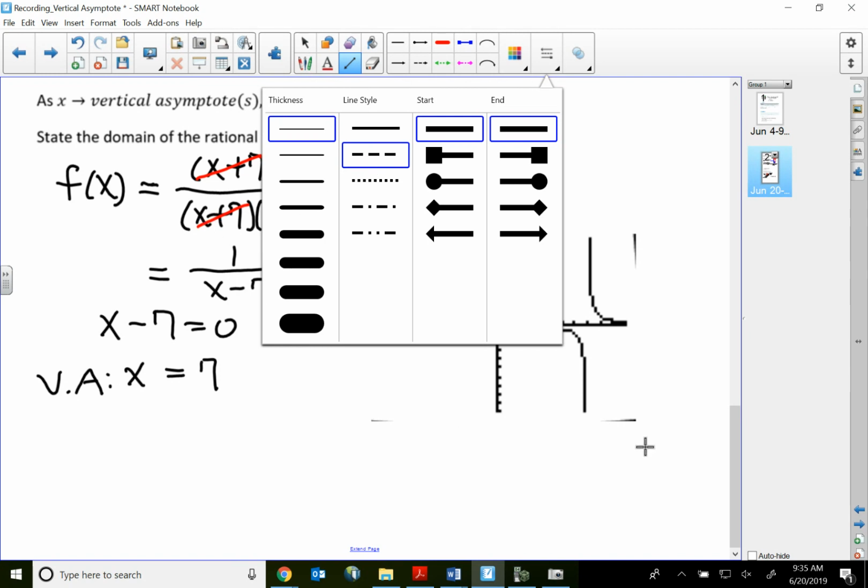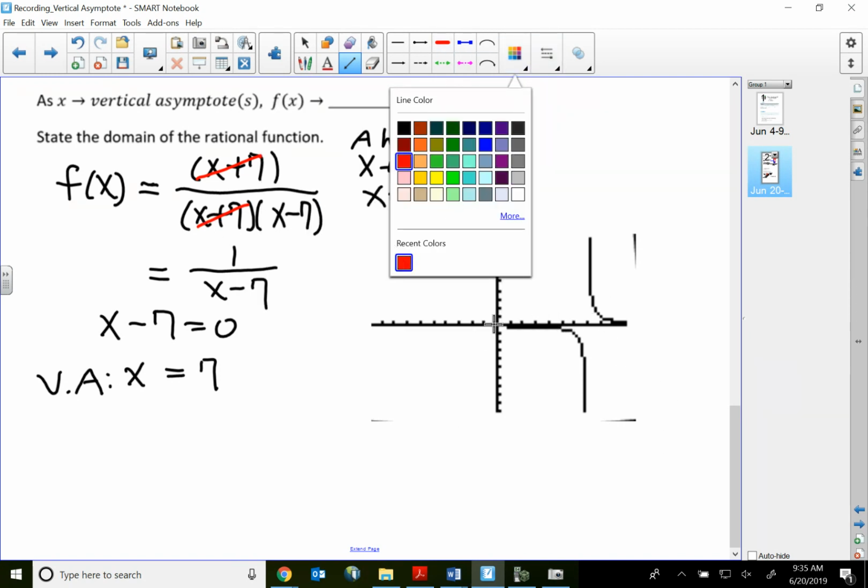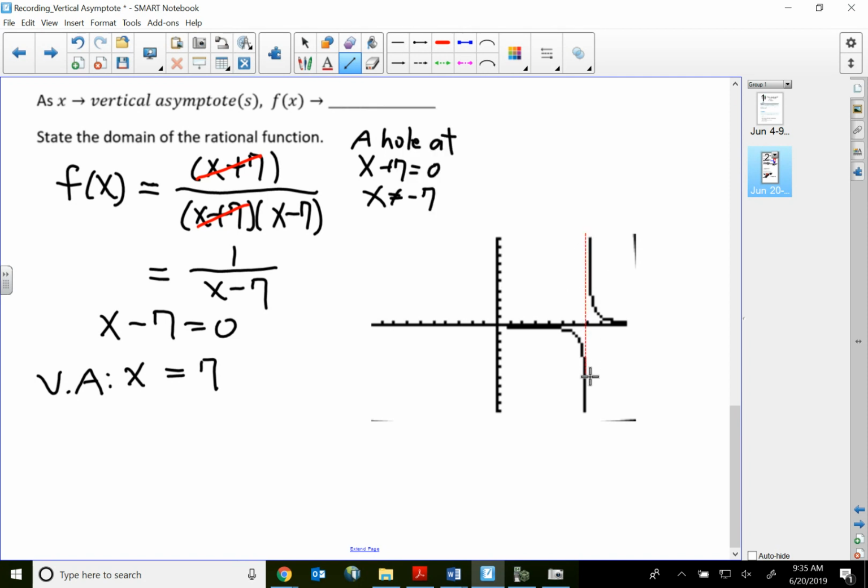I can have a hole in my function, or I can have a vertical asymptote. So x equal to 7, they'll be somewhere right here. So my graph will never, ever touch x equal to 7. So my vertical asymptote is at x equal to 7. All right. So let's go and answer this statement.